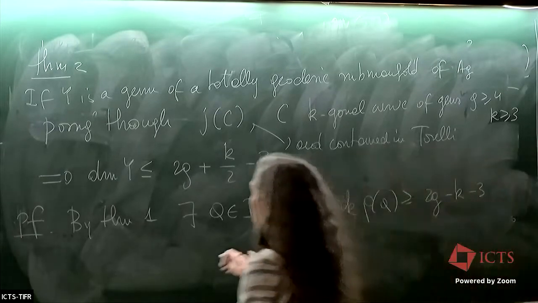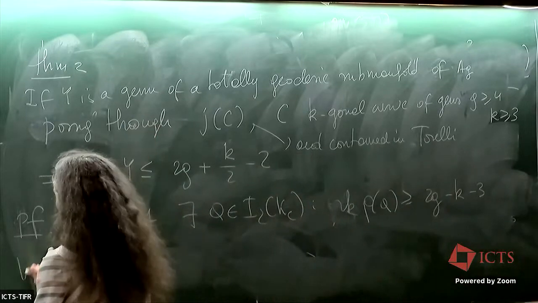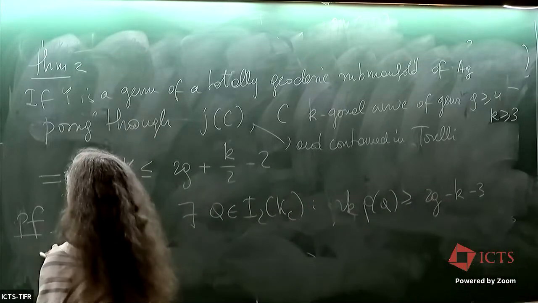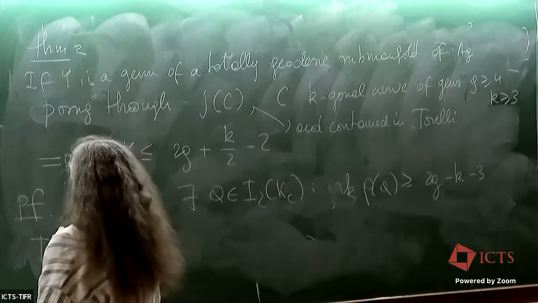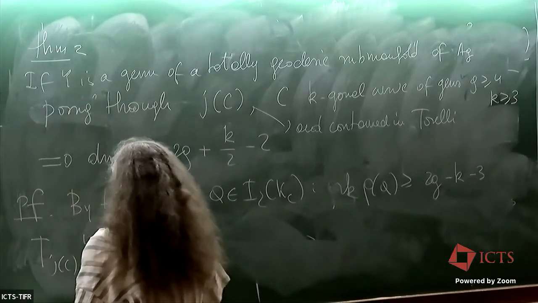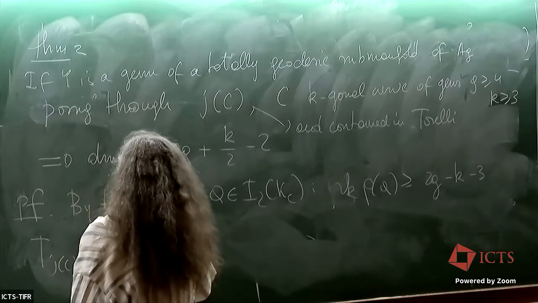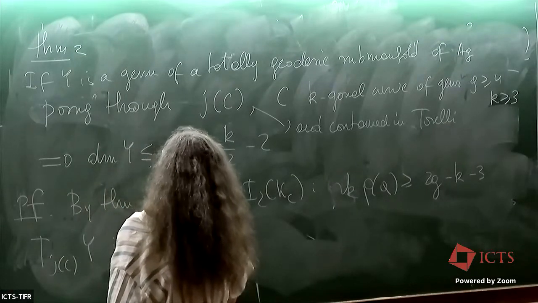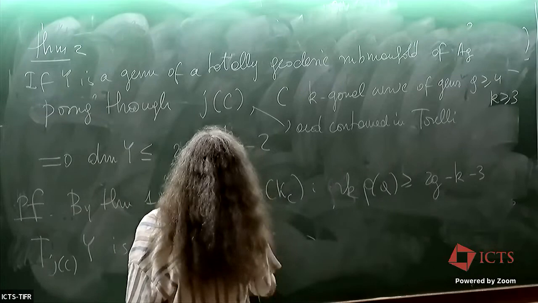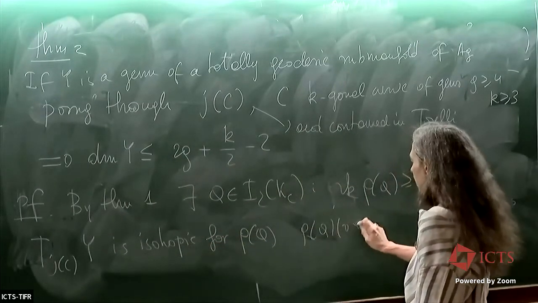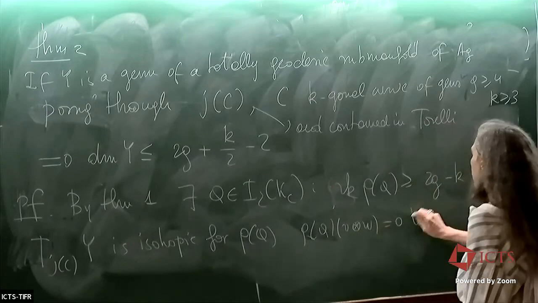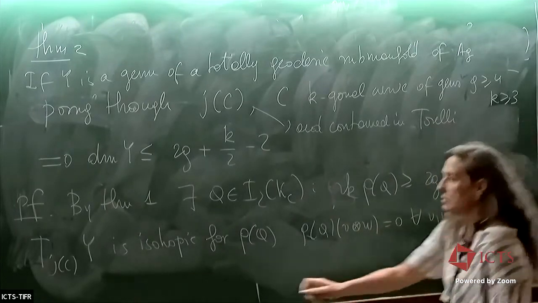By assumptions, this is totally geodesic, so for every point, the tangent space at the point J of C of this is isotropic for rho Q. So any two rho Q of V tensor W is zero for any V, W belonging to this space.